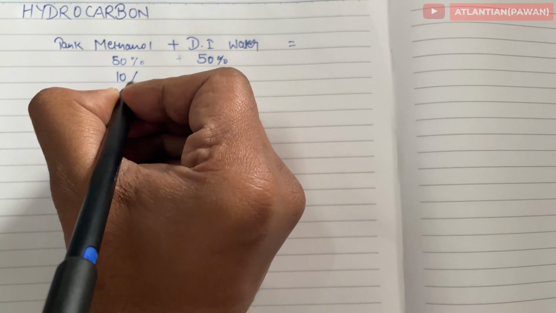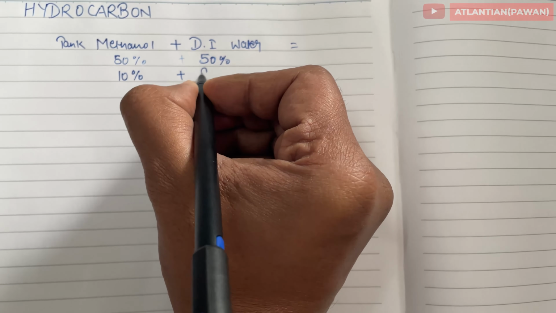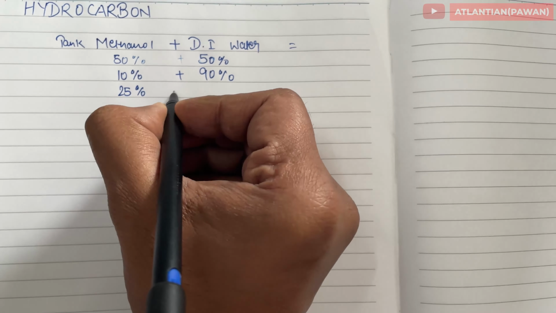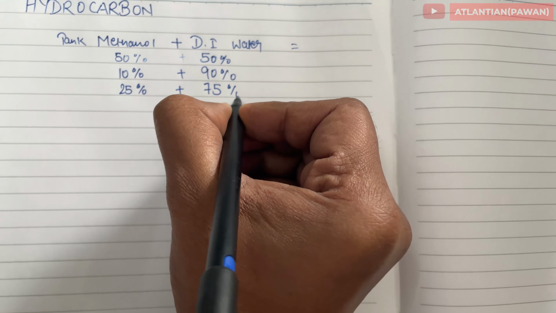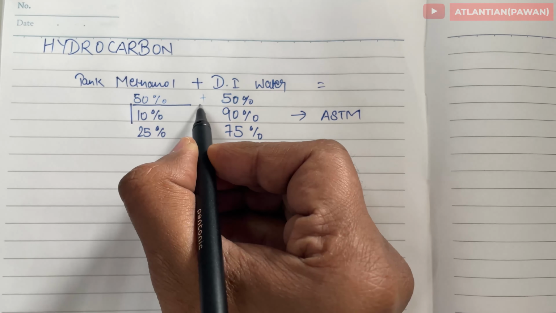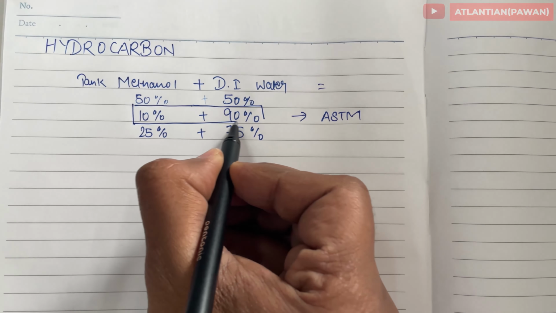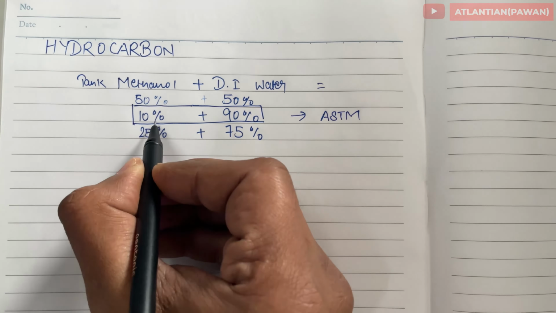We can add 10% of methanol and 90% of DI water. That will make a sample. Or we can add just 25% methanol and 75% of DI water. So we can do this hydrocarbon testing by any of the given methods. As per the ASTM table, this is the one they have recommended for testing of hydrocarbon. In this format, we add 10% of methanol and 90% of DI, and then check whether we have hydrocarbons or not.